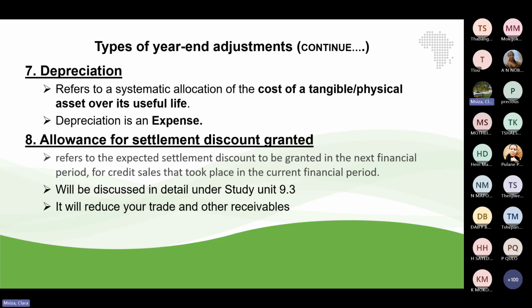Lastly, we have allowance for settlement discount granted. This refers to expected settlement discount to be granted in the next financial period for credit sales that took place in the current financial year, and it will reduce your trade and other receivables. However, we're not going to discuss this for the purpose of this class. You can find more details, and to gain understanding, you can go to study unit 9.7.